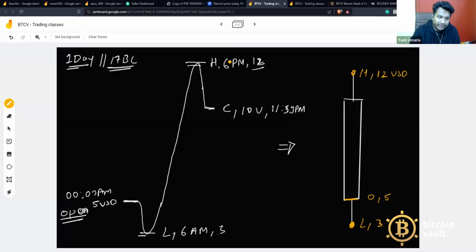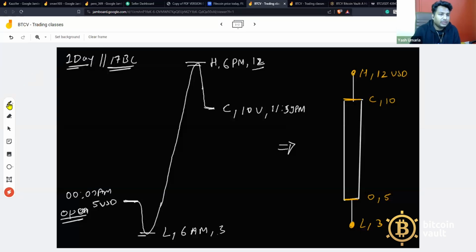And whatever data is close to the high, this is important, in this case we have close, that goes at the top of the body. So that's a close at 10 USD. We don't need to write the time of the market cycle, market phase. We just have to put the data itself on the candlestick. So at the top of the top wick, we have the high. At the top of the body, we have the close. At the bottom of the body, we have the open. And at the lowest point of the lower wick, we have the low.